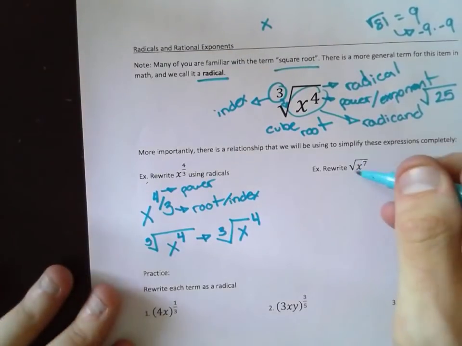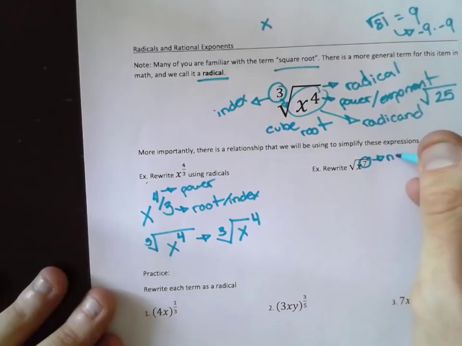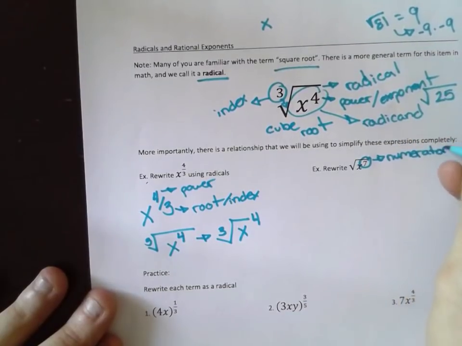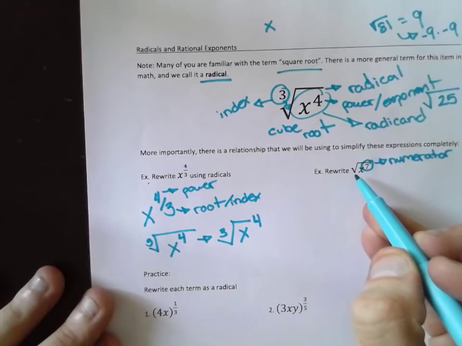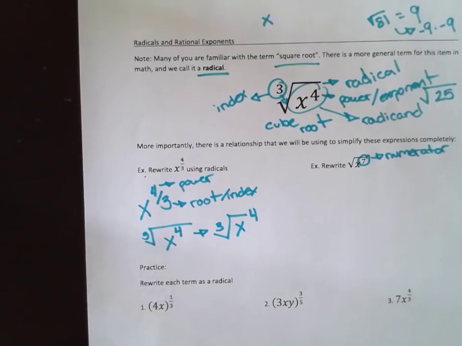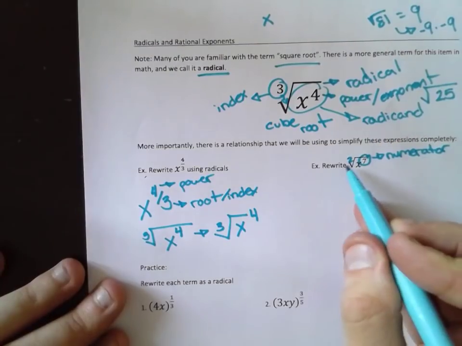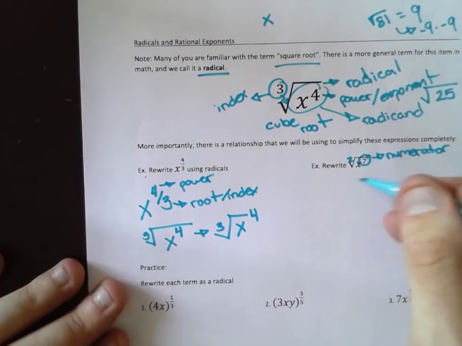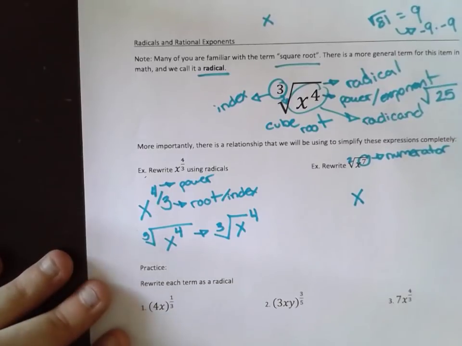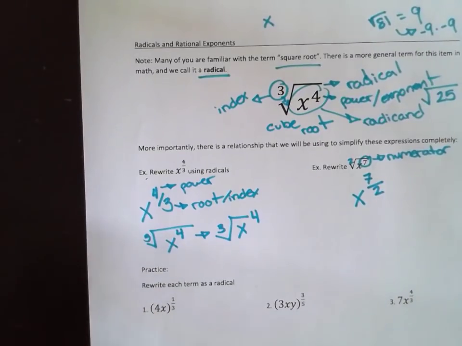Same concept for going the other way. So I have the square root of x to the 7th. I know this is going to be my numerator, and the index is going to be my denominator. Mr. Z, there's no number there. Do I put a 1? No, you don't put a 1. Remember, guys, for square roots, since there's no number there, we're assuming there's a 2 there. So this is my denominator. I write my radicand, which is just x, to the 7 over 2 power. The 7 is the power.